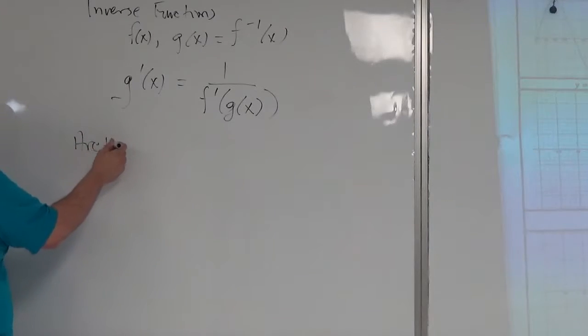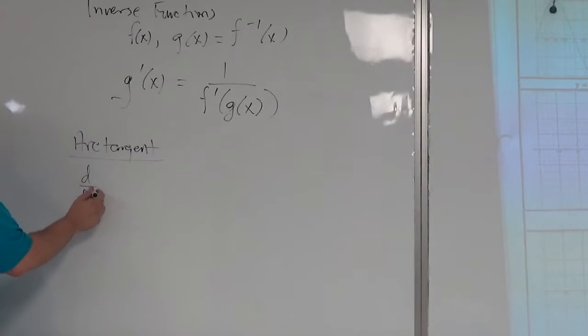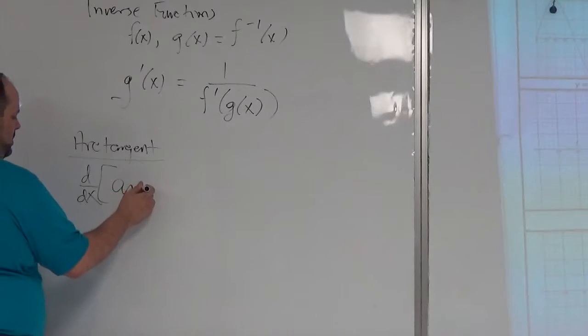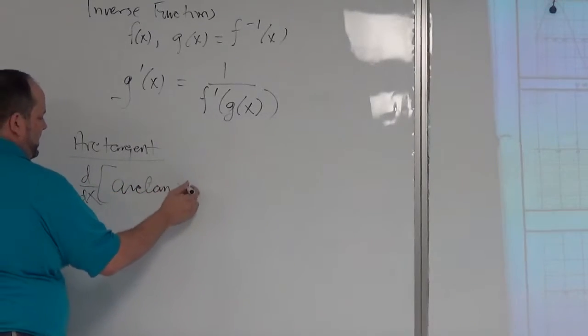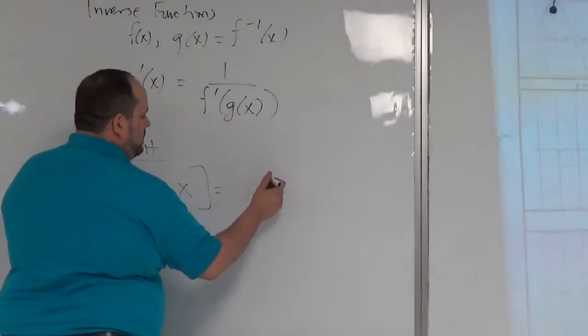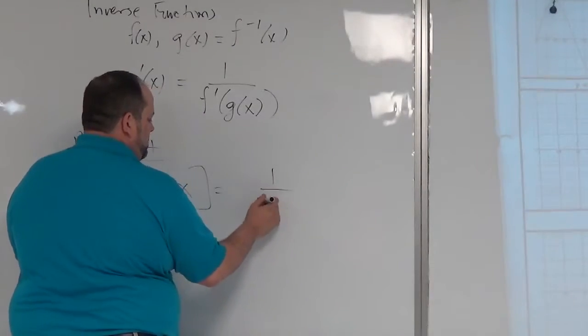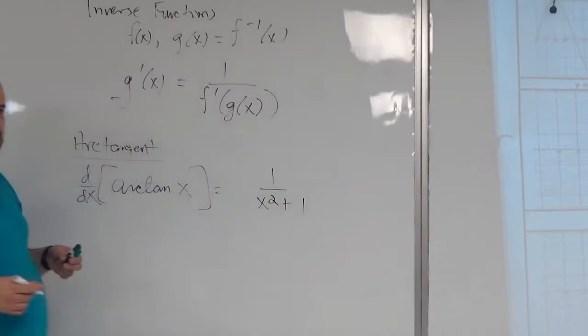And then the other new one yesterday was arc tangent. Arc tangent is new for the AB friends. The derivative of arc tangent of x, you guys know is? Oh, is it 1 over x squared plus 1? 1 over x squared plus 1, or 1 over 1 plus x squared.